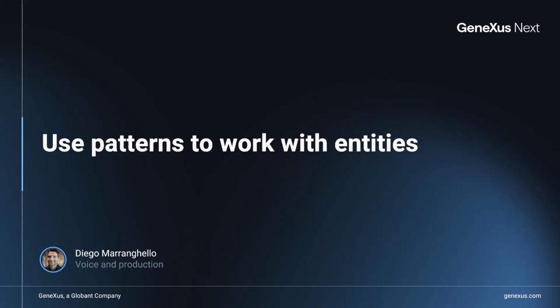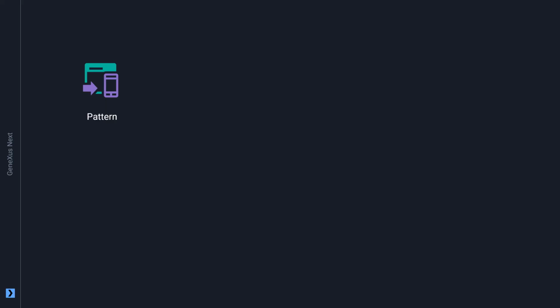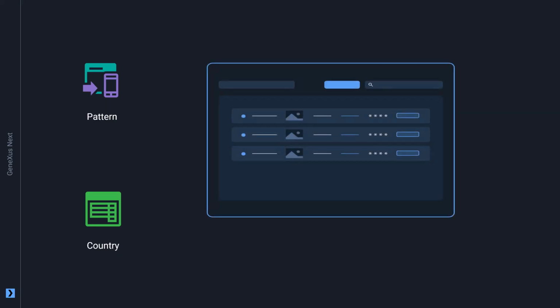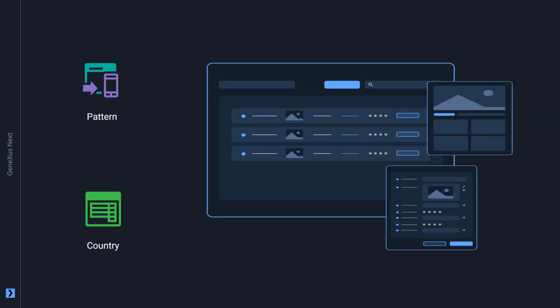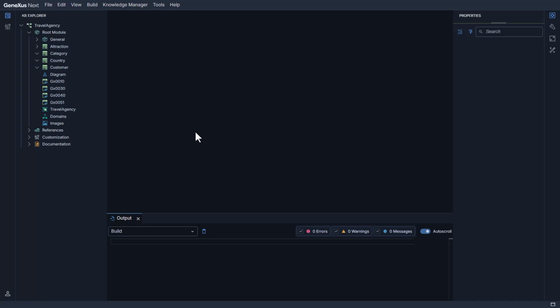A GNexus pattern is a predefined solution that allows us to automatically generate the necessary objects to implement common functionalities. For example, to work with the country entity, it would be useful to have a hierarchy of screens to navigate the information in a structured and logical way. Since this type of interaction is extremely common, having a pattern that automates its implementation saves us significant development time. Let's see how it works in practice.